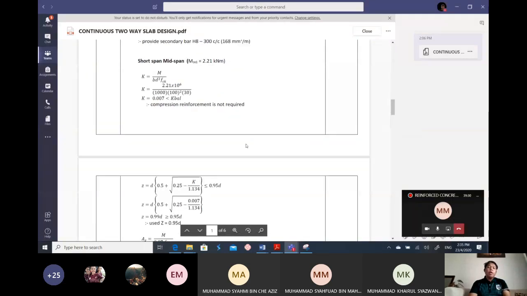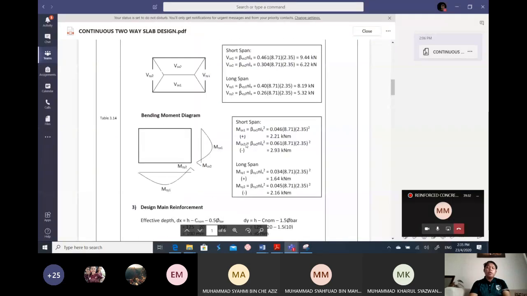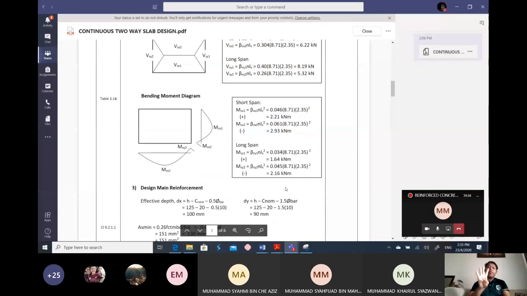Okay, and then when you have 4 moments here, it means that you have to design 4 main reinforcement. Okay, you have to remember this. But in the final exam or in an exam question, you have to read the question carefully. Either it asks you to calculate at all members, or they ask you, for example, to design the main reinforcement at the short span only. Okay, design the main reinforcement at the maximum mid span.